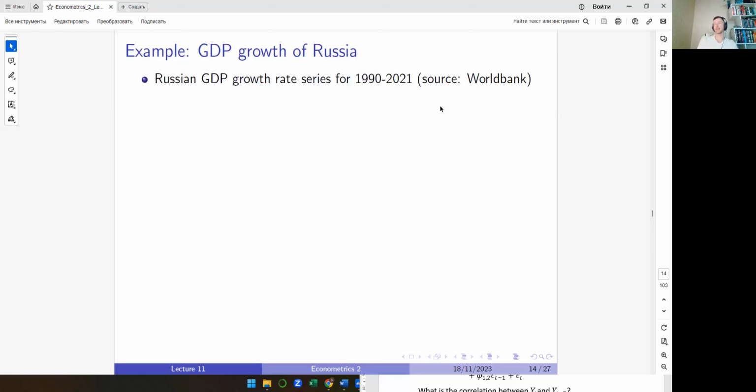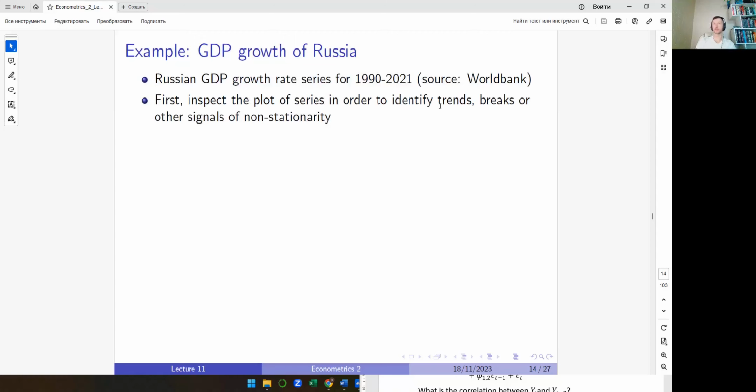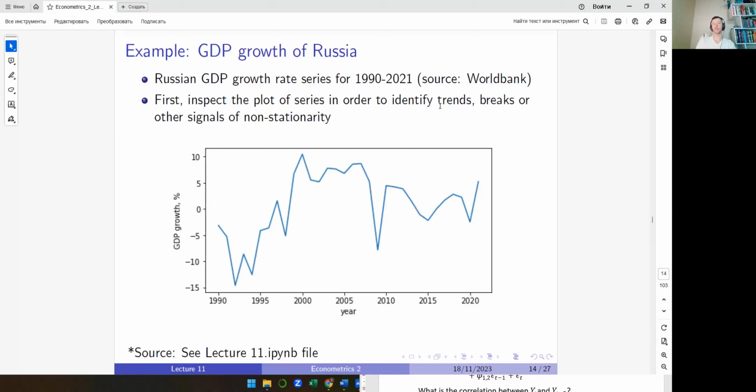Now, let's take a particular practical example of a time series: GDP growth in Russia from 1990 to 2021. So we want to first inspect this plot in order to identify if there are some trends, breaks, or other signals of non-stationarity. I would say, if we would practically work with this, that probably this series is not stationary, because, as we spoke last time, stationary time series fluctuate around some constant value.